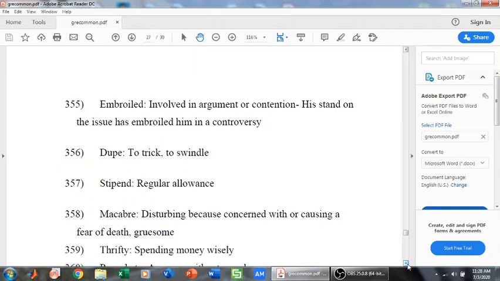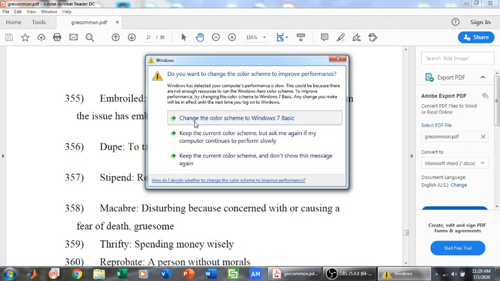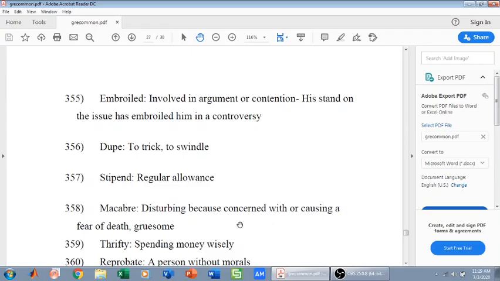Thrifty means spending money wisely. Please do not confuse it with spendthrift. Spendthrift means spending money extravagantly or using resources extravagantly. Thrifty means spending money wisely. It's the synonym of frugal, which means spending money wisely, cutting your coat according to your cloth.